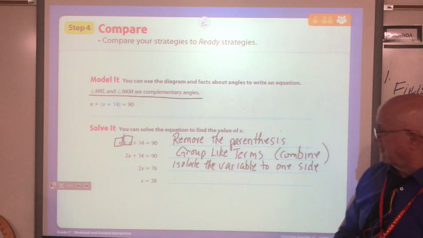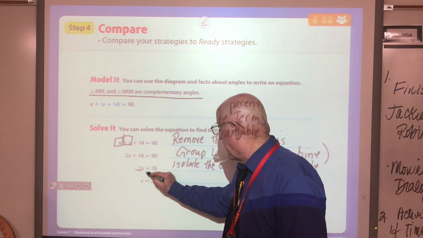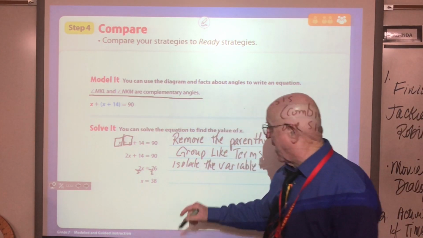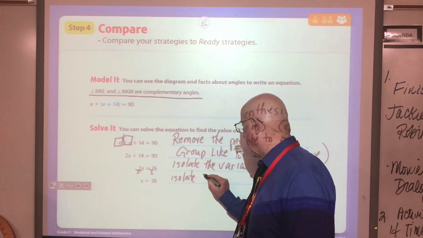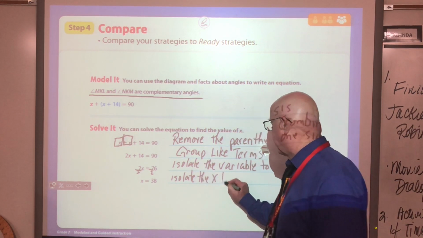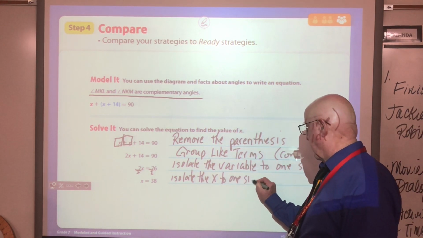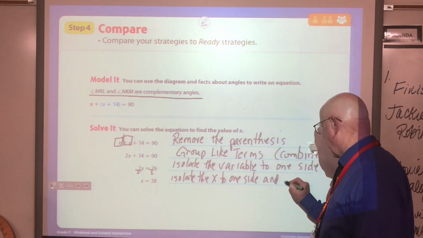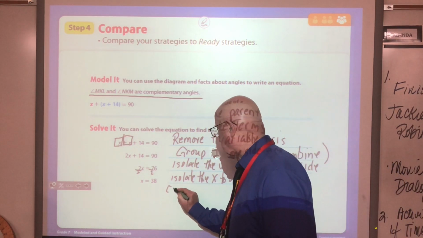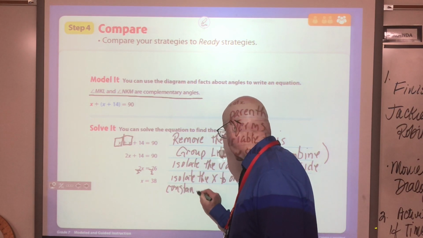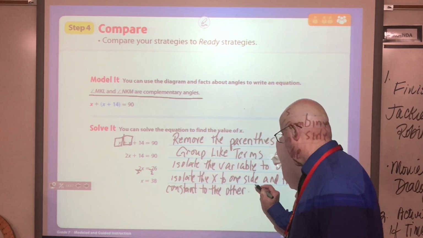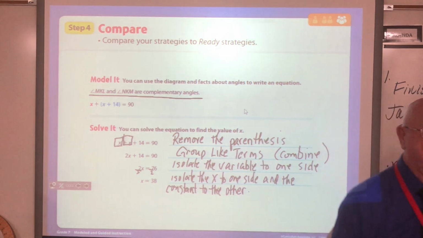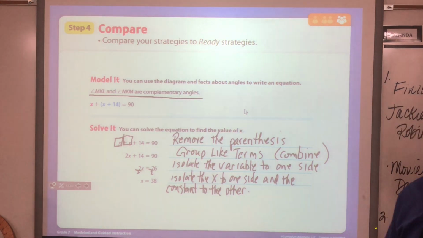And then the last step is to divide by 2, which is going to isolate the x. So now we're going to isolate the x by itself. Isolate the x to one side and the constant to the other. Make sure you're writing this down so that when you get to the next page, you'll be able to refer back to this so you don't have to write it twice.